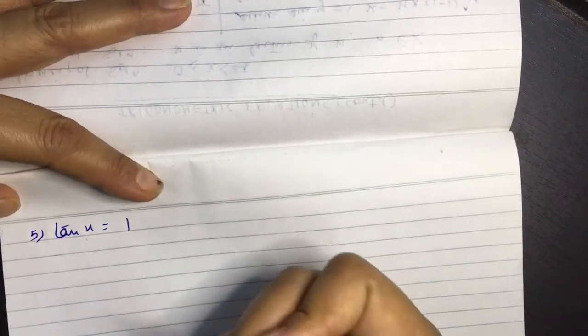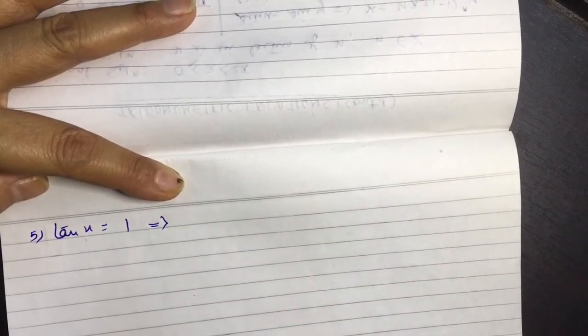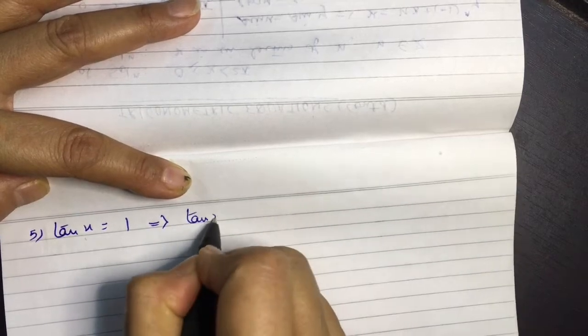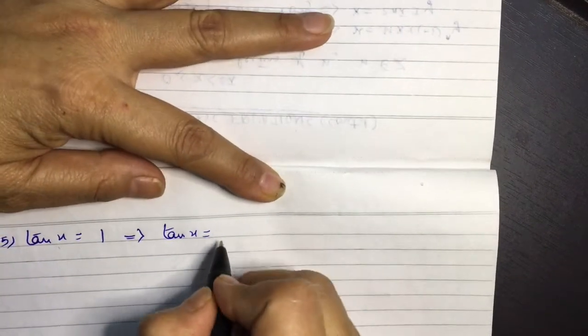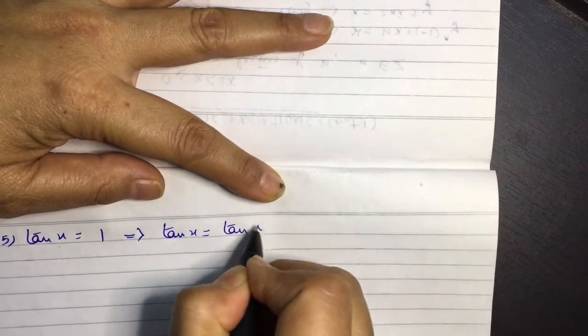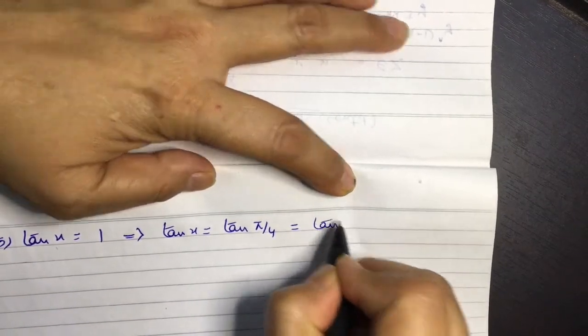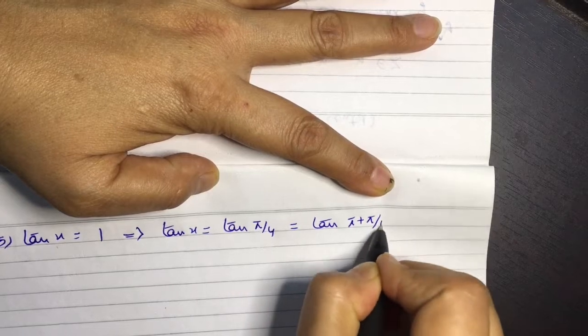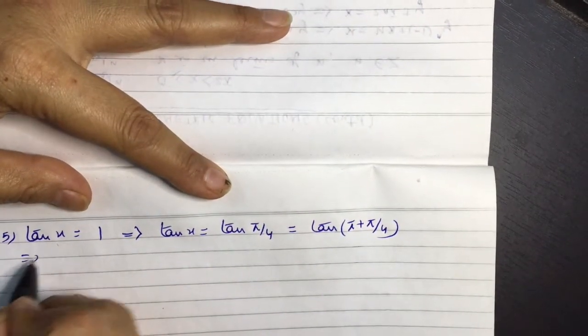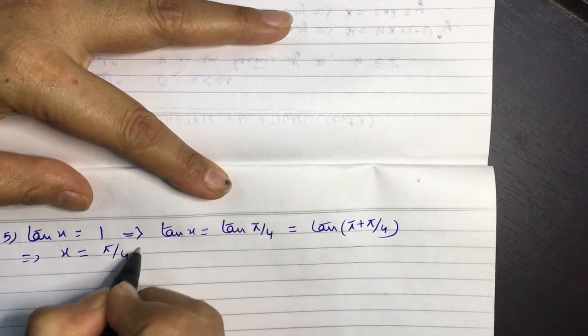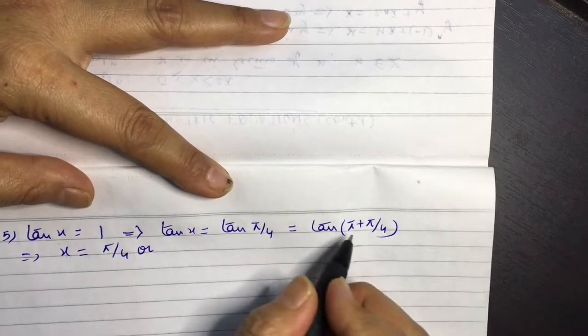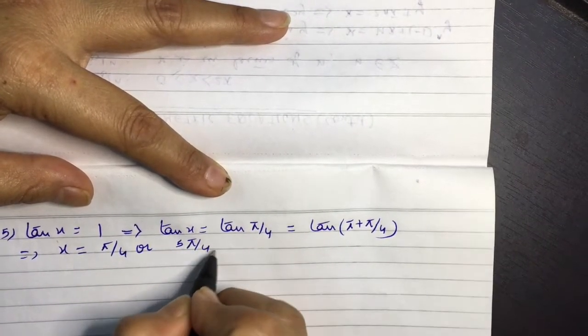Suppose I have, let me take up, tan x equal to 1. So what will I write? We know that tan x equals 1 when x is pi by 4. So I write tan of pi by 4. Tan is also positive in the third quadrant, so I can write it as pi plus pi by 4. Comparing, I get x equal to pi by 4 or 5 pi by 4.